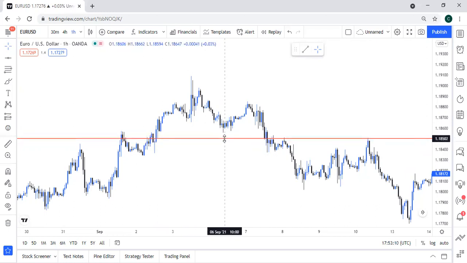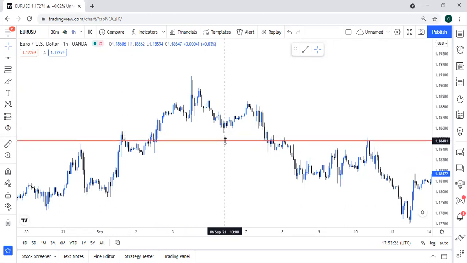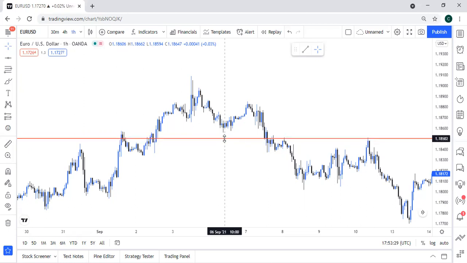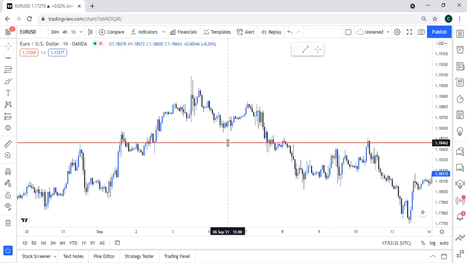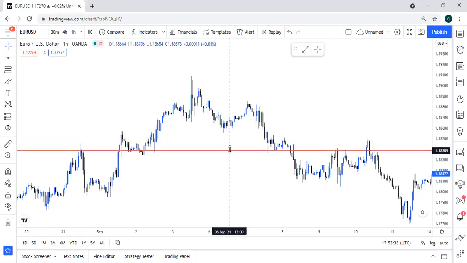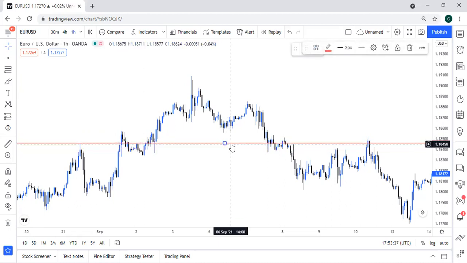GMT. Nigerian time is GMT plus one, so you just add 1 hour to whatever time you have here. Although, in order not to confuse you guys, I'm going to show an app that you can download on Play Store. This is for Android users. It's called FX Hours. It sets the time automatically for you.